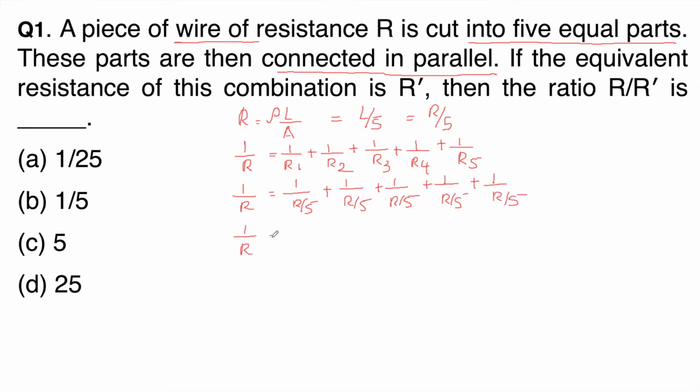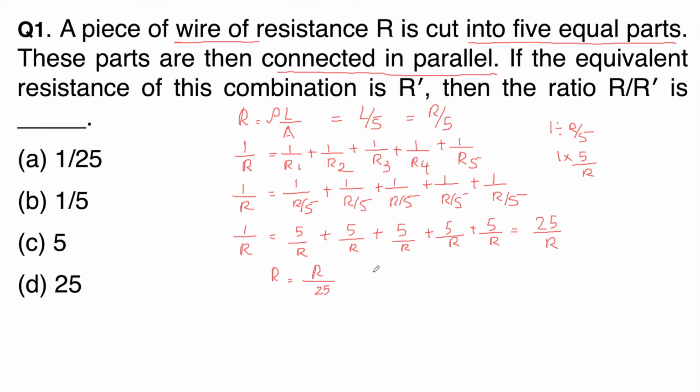Again we can rewrite it as 1 divided by R by 5. It will become 1 into 5 by R, reciprocal multiplication. So it will be 5 by R plus 5 by R plus 5 by R plus 5 by R plus 5 by R. The denominators are the same, so we can directly add, then we get 25 by R. So 1 by R dash is 25 by R. Then R dash will be the reciprocal of this, that means R by 25.